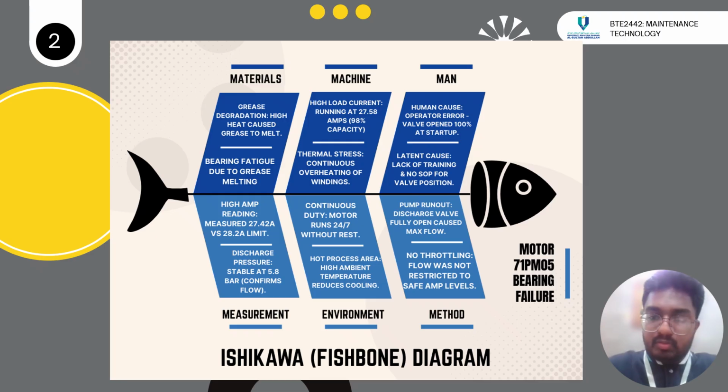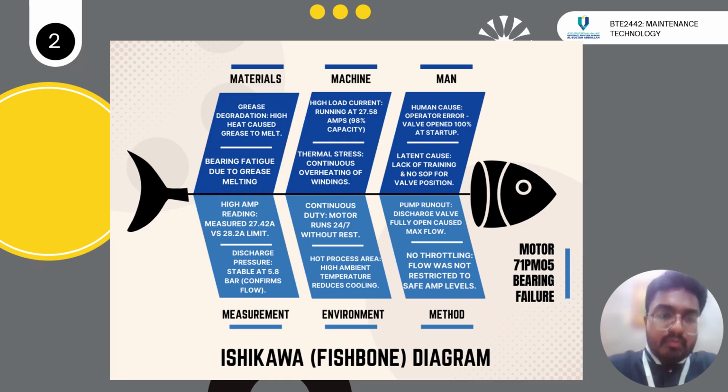The bearing failed due to grease degradation caused by severe thermal stress from high currents. Because of the high current, higher power is being used by the motor. The motor creates a lot of heat, and because of the heat, the grease of the motor degenerates. Degradation happens, and because of that, the second cause is the human cause.